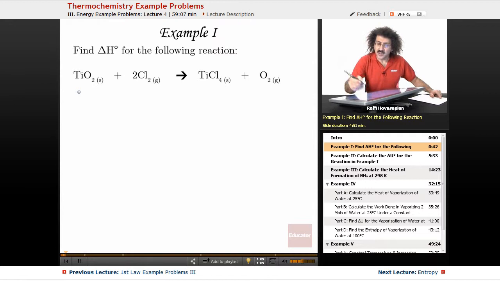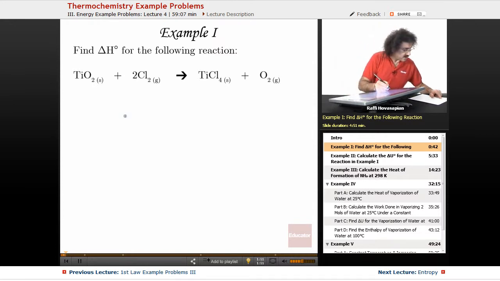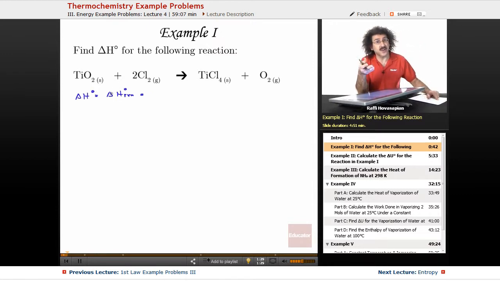So we know that the delta H, well, we'll just say the delta H of the reaction, okay? And we remember that this little degree sign up above there represents standard conditions. So standard conditions happen to be 25 degrees Celsius or 298 Kelvin and 1 atmosphere pressure. We just need a particular standard, so we choose that standard.